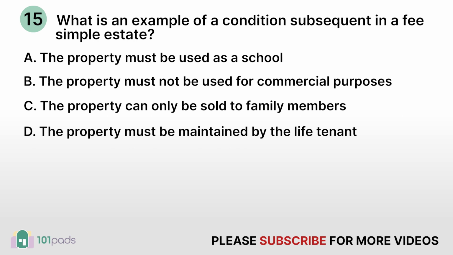What is an example of a condition subsequent in a fee simple estate? A. The property must be used as a school. B. The property must not be used for commercial purposes. C. The property can only be sold to family members. D. The property must be maintained by the life tenant.